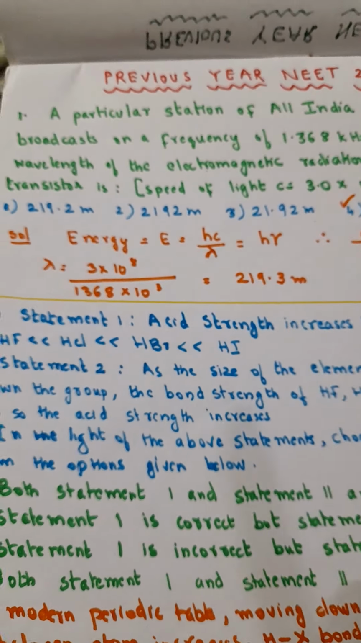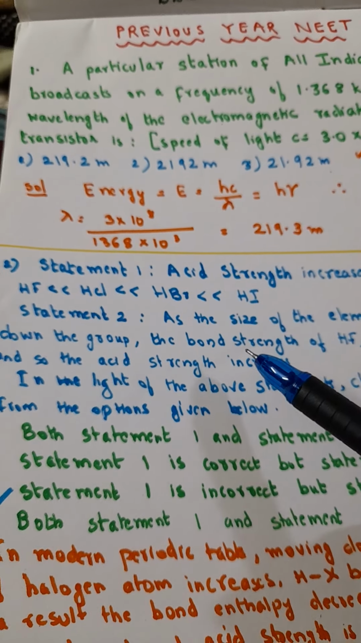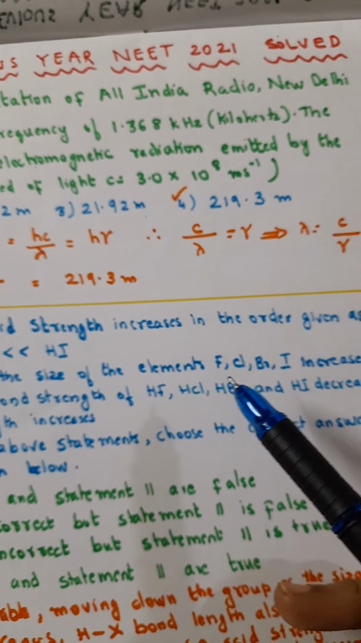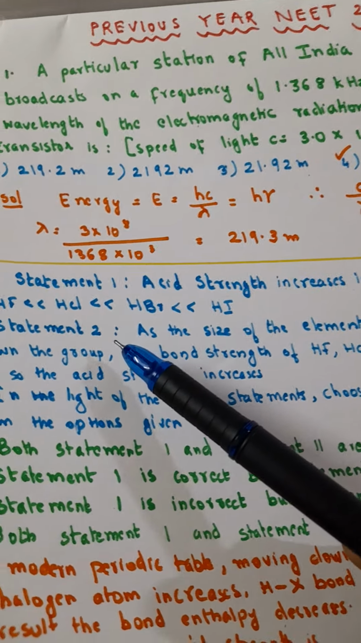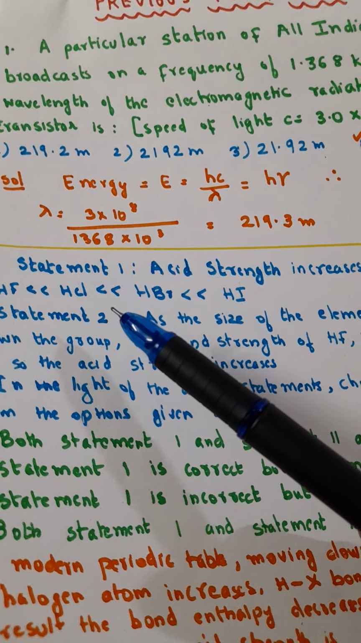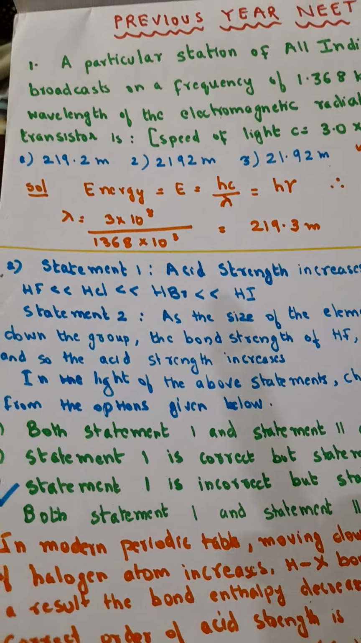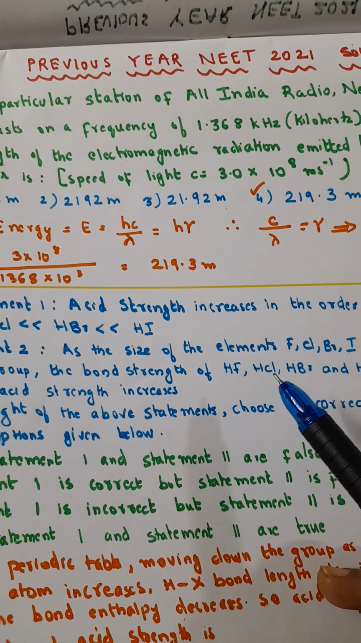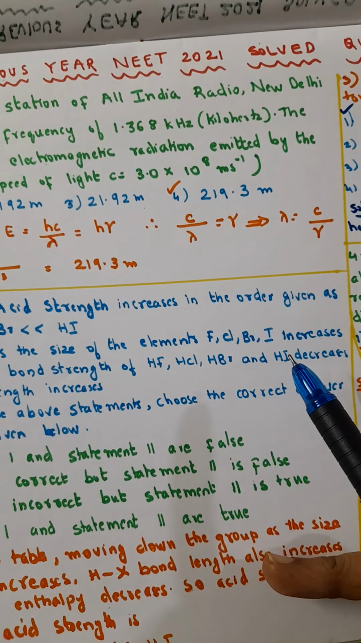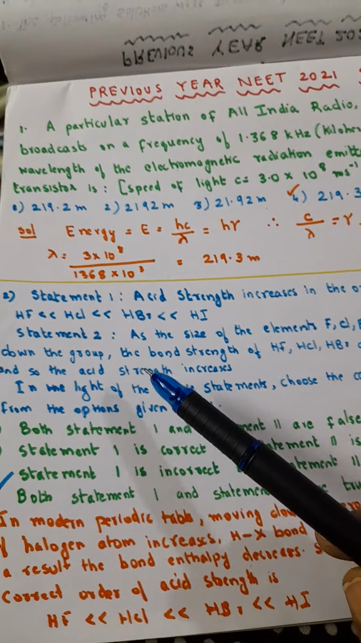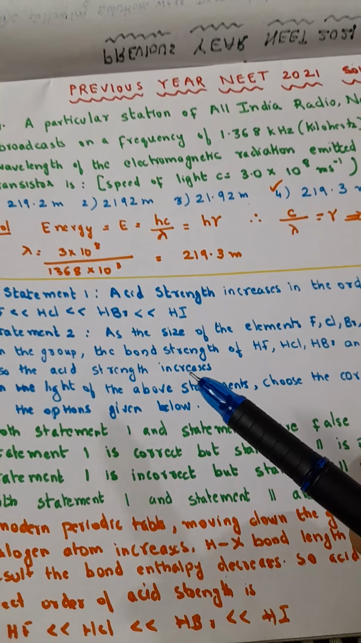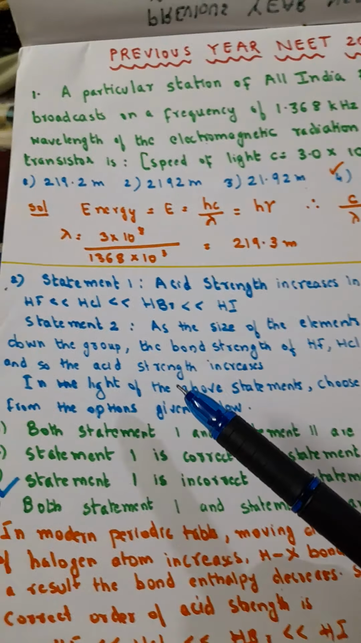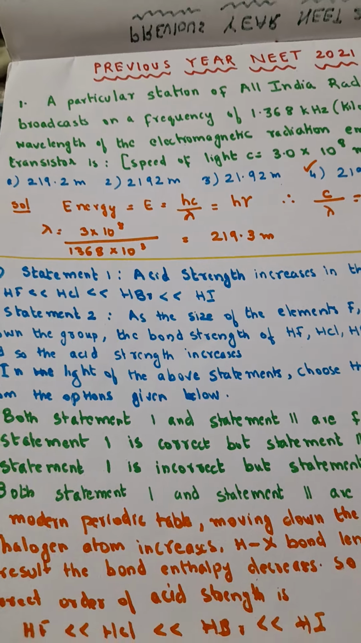Okay, here 2 statements are given, and what is statement 1? That is the acid strength increases in the order given as HF less than HCl less than HBr less than HI. That is first statement. What is the second statement? Statement 2. As the size of the element fluorine, chlorine, bromine, iodine increases down the group, when you go down the group, then the bond length of HF, HCl, HBr and HI decreases, and so the acid strength increases.